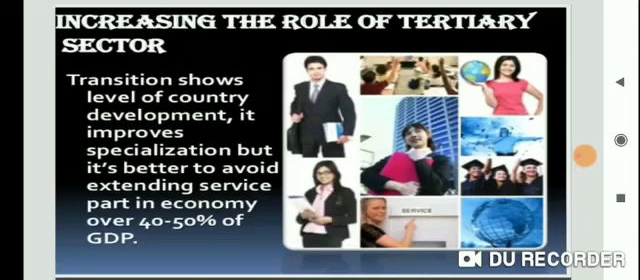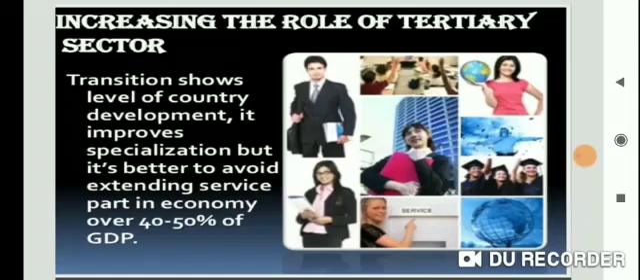Now student, do you understand the better living standard? Why? Because good manufacturing and good servicing show the level of a country's development and improved specialization. But it is better to avoid the service part of the economy extending over only 40 to 50% of GDP, and globalization introduces key new services into the market, like information technology and communication services.